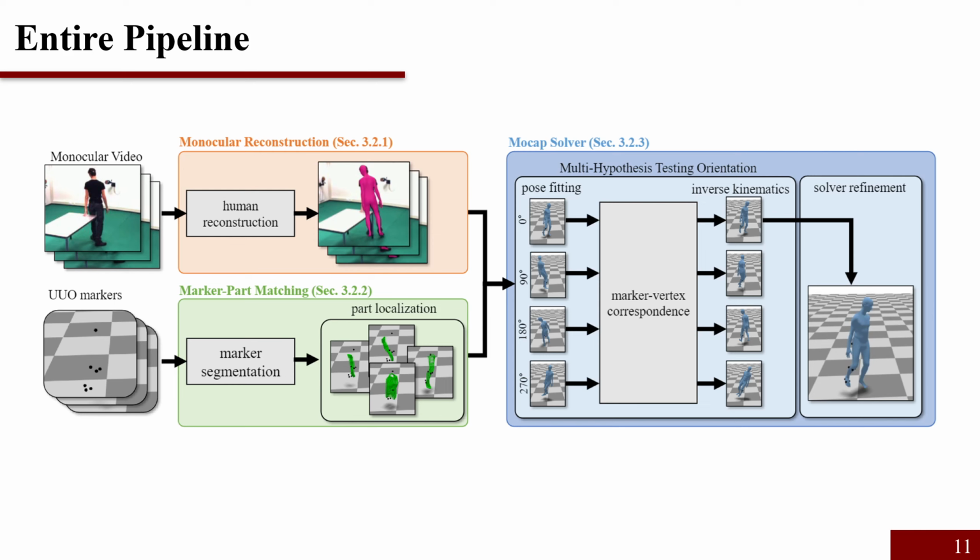This is the entire pipeline. Firstly, when the video and marker data are received, initial SMPL parameters are extracted from the video, and the markers are segmented. After that, part localization is performed using the initial SMPL parameters. Next, the process goes through pose fitting, marker vertex correspondence, and inverse kinematics, repeated to solve the pose.